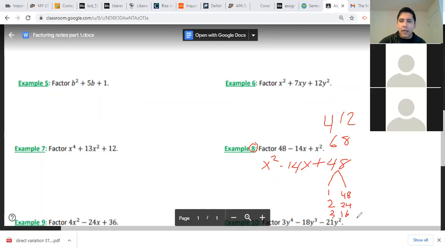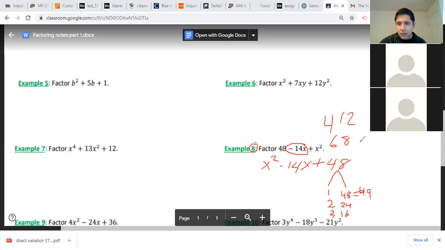Now we need to decide. Okay, so we have our factors of 48, which is quite a bit. So we need to decide which ones of these are going to give us a positive 48, but they also need to add up to a negative 14. So let's start with which ones are going to add up to 14. We have 1 and 48, that adds up to 49. So obviously not those.